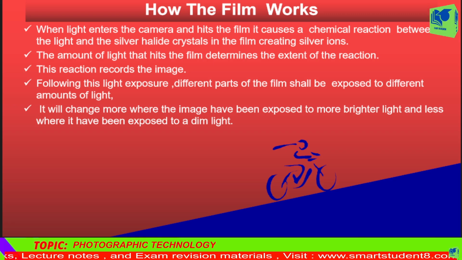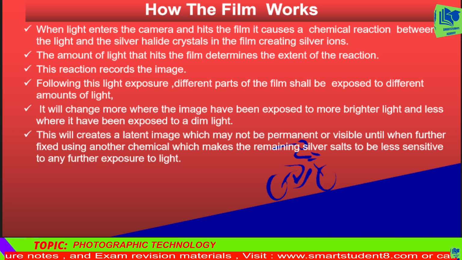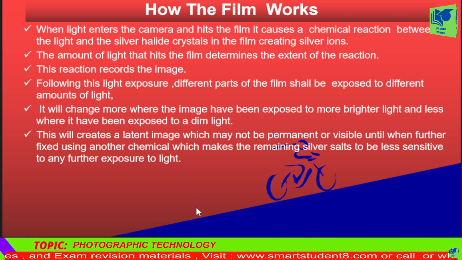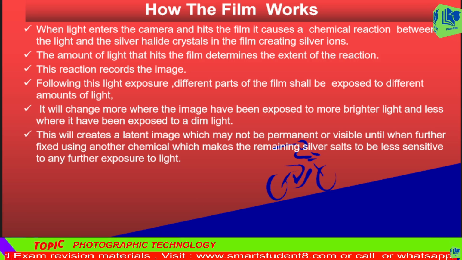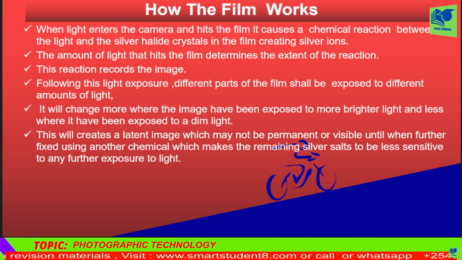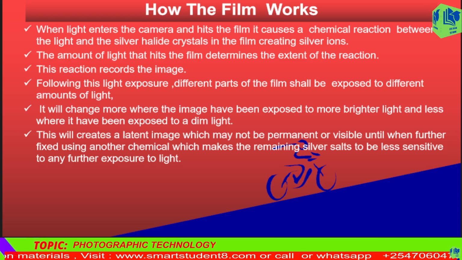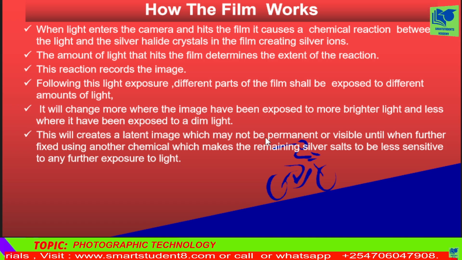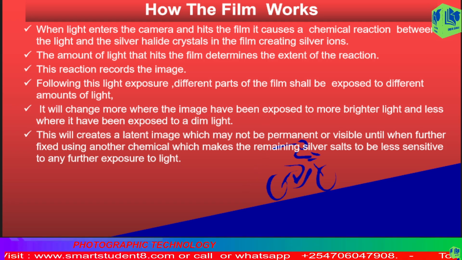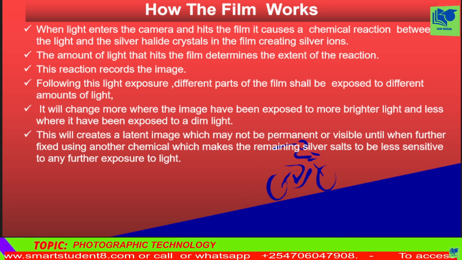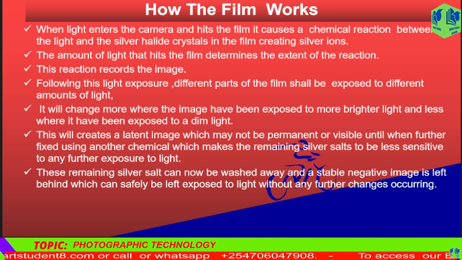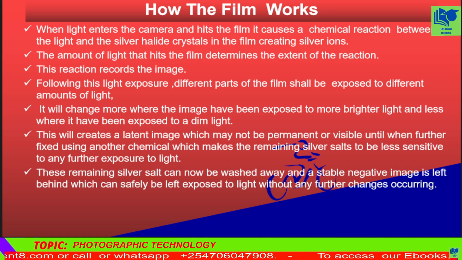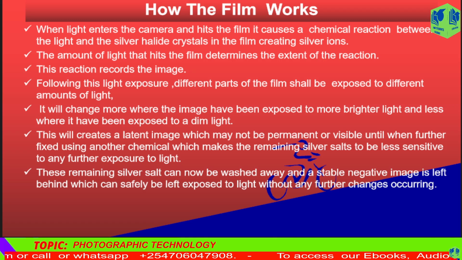This will create a latent image which may not be permanent or visible. This is because the halide salts are able to pick up light which is just brief enough to initiate the darkening process of the image. At this stage, the image is not visible to the eye. The silver-coated film is kept in total darkness and requires treatment with a chemical solution, which develops and accelerates the chemical change until a strong visible black-silver image appears.